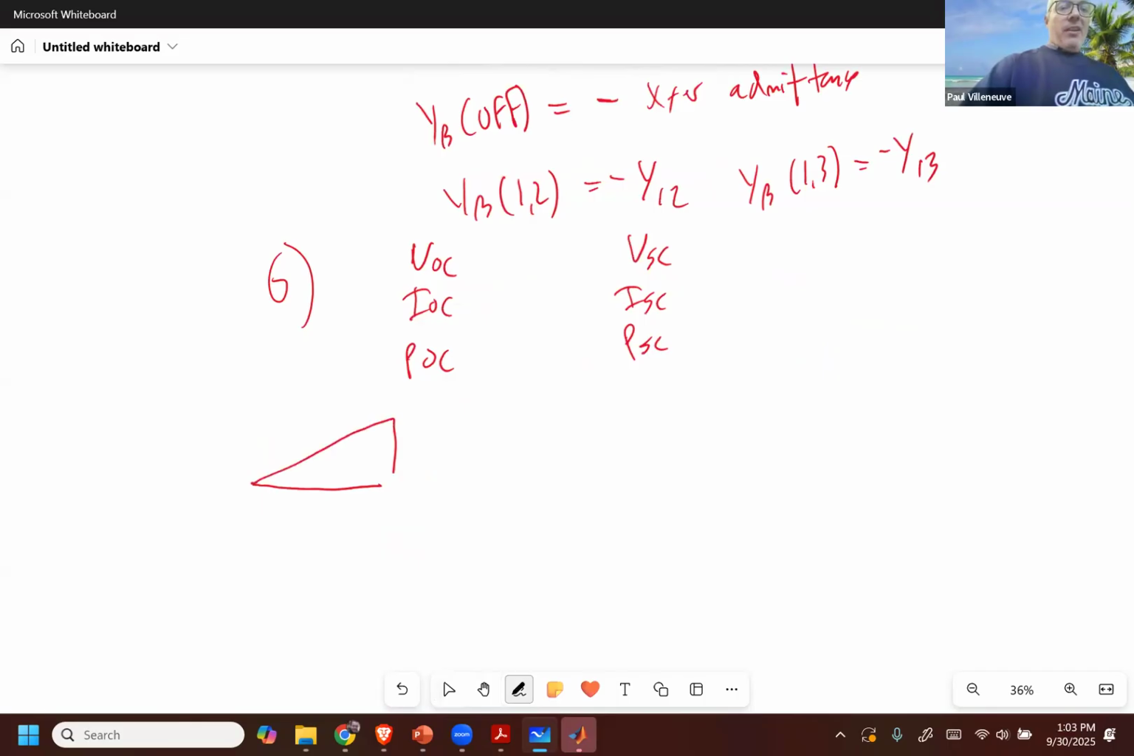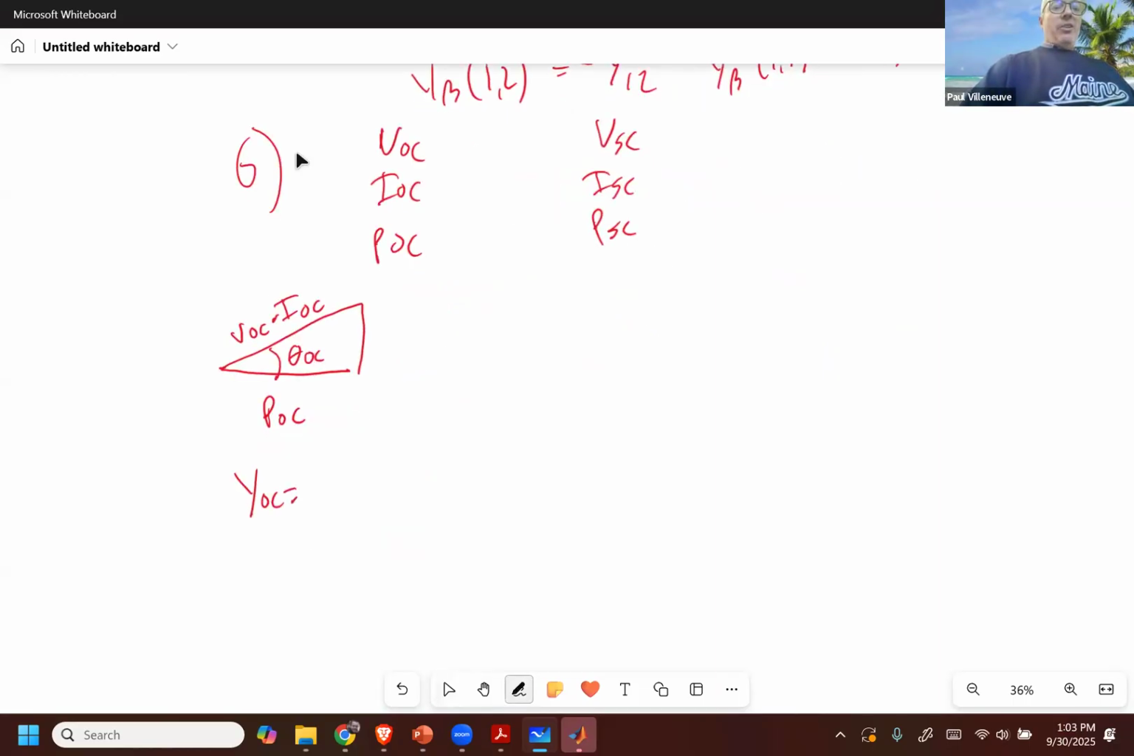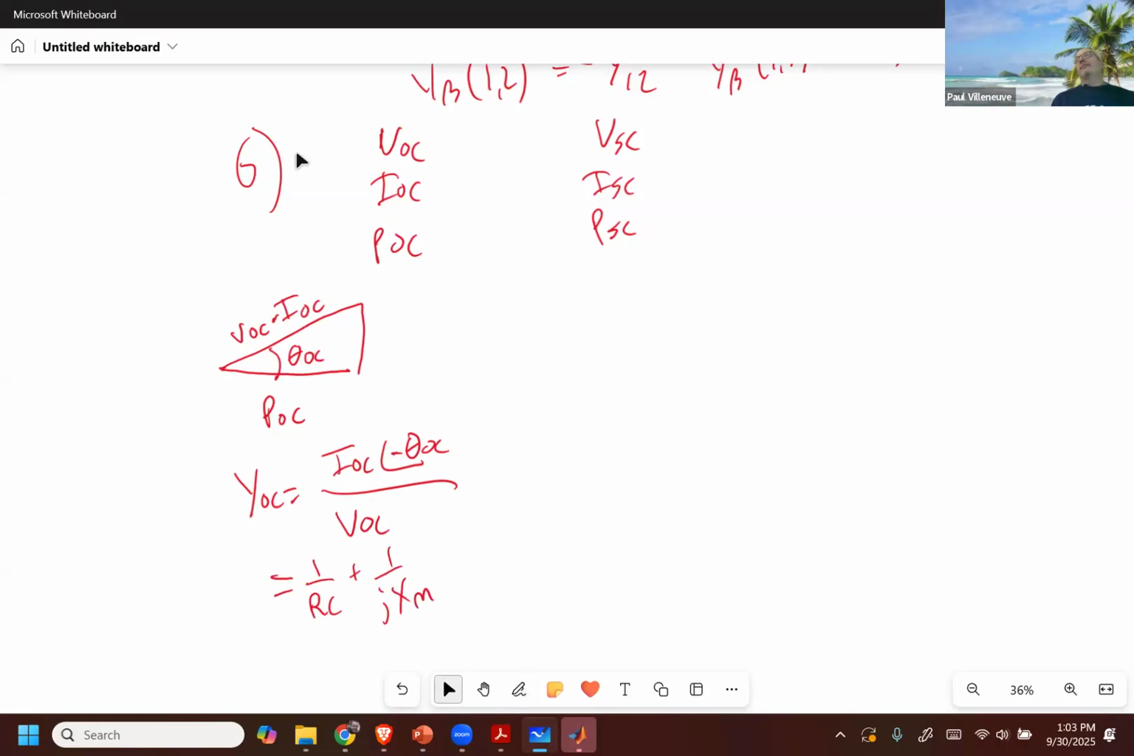So let's draw our power triangle. This is P open circuit, V open circuit times I open circuit. That gives me a theta open circuit. So my Y open circuit was I open circuit at an angle of minus theta open circuit divided by V open circuit. And that's going to be equal to 1 over RC plus 1 over JXM. That gives you your open circuit parameters.